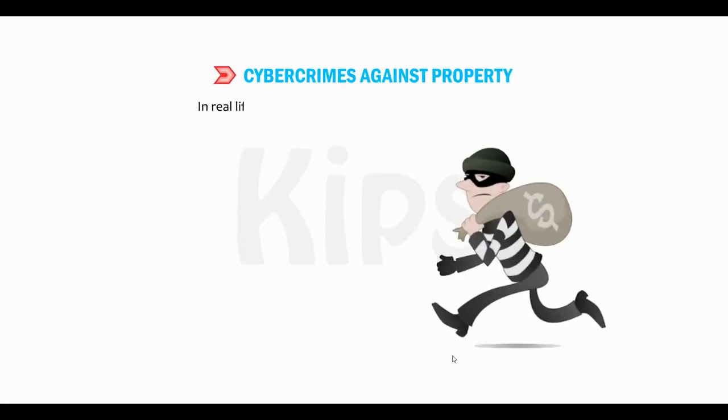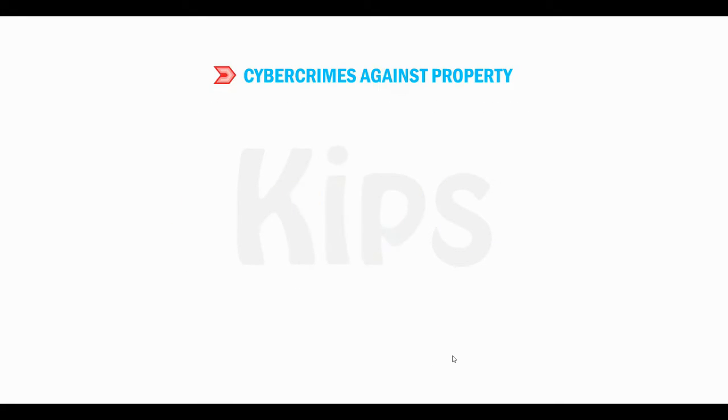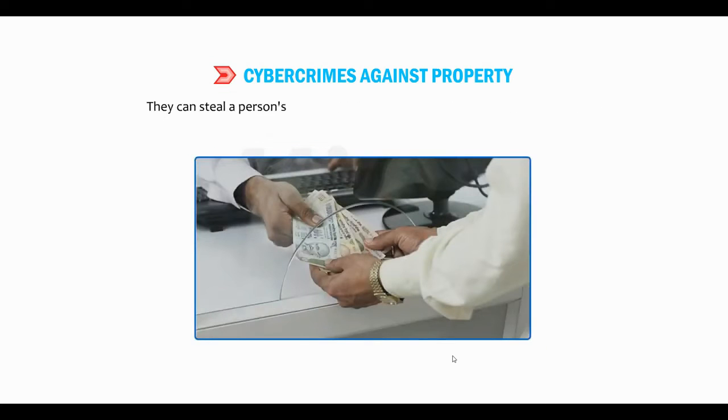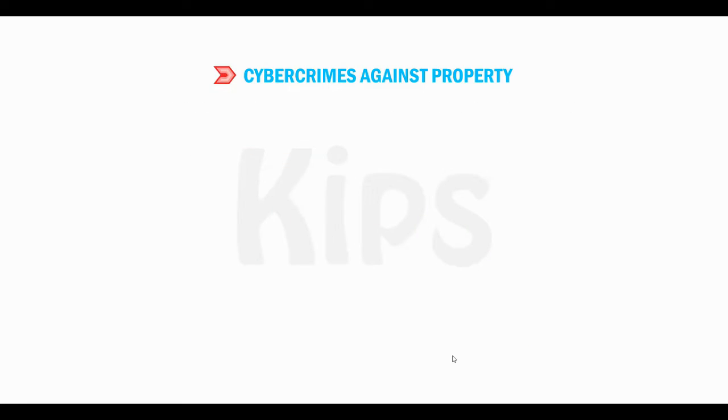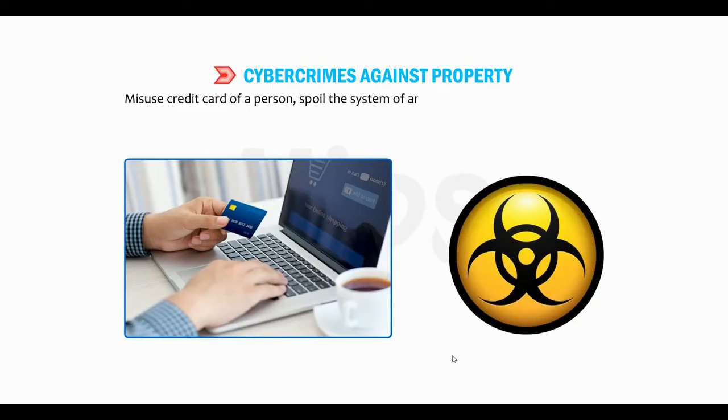Now moving towards cybercrimes against property. In real life, we hear of stealing or robbing of one's property. In cyber world also, criminals look for an opportunity to steal or rob through internet. They can steal a person's bank details and withdraw money from his account, misuse credit cards of a person, spoil the system of an organization through malicious software to gain access to it.